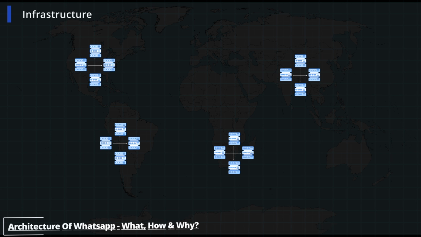Also, to keep traffic flowing smoothly, WhatsApp uses load balancers at multiple layers, not just for incoming messages, but also between internal services. This ensures that no single server or cluster gets overwhelmed.